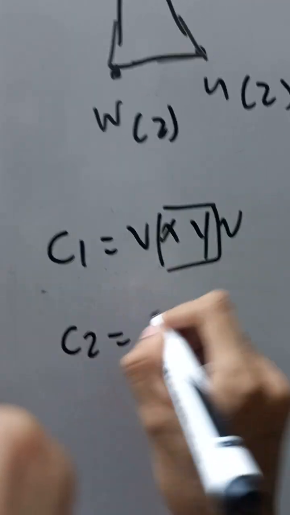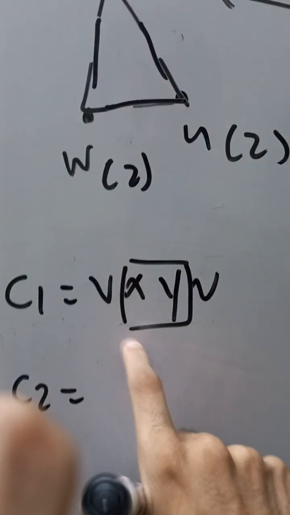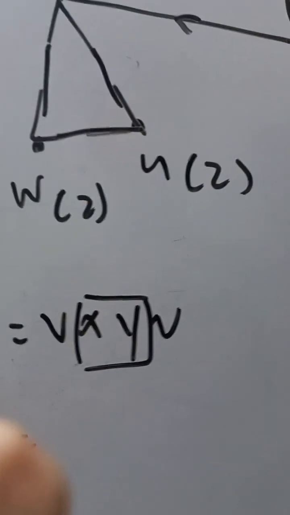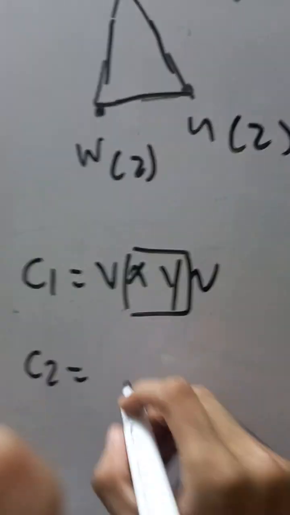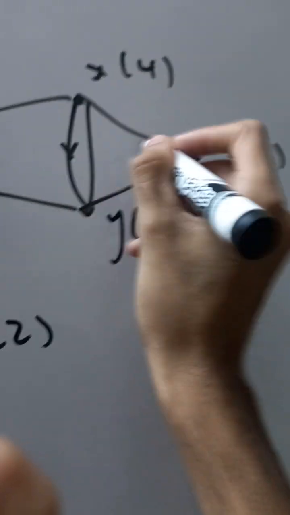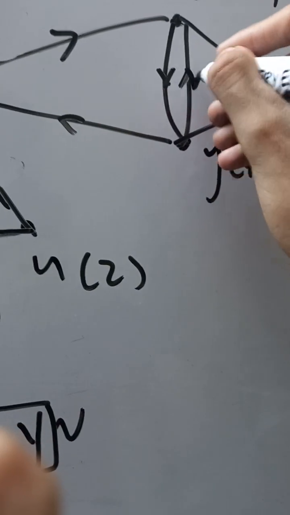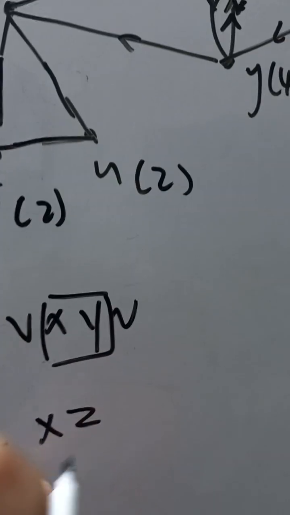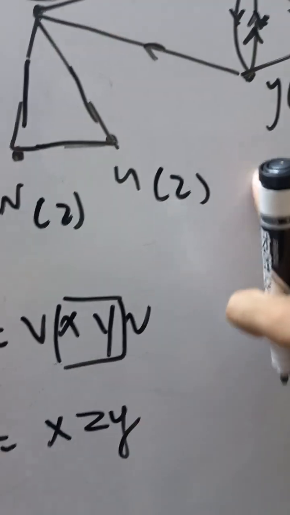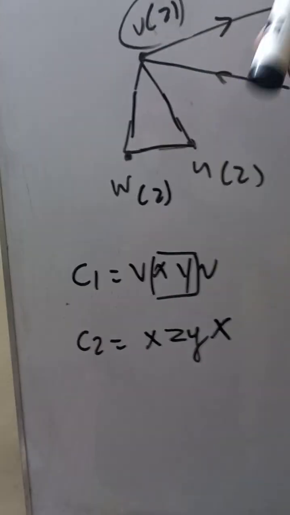So C2 is then going to be, now that we have done this part, we're going to do it for X. Let's say we're choosing the vertex X. So I'm doing X to Z, then Z to Y, and then Y back to X. Okay, and then there's this circuit.